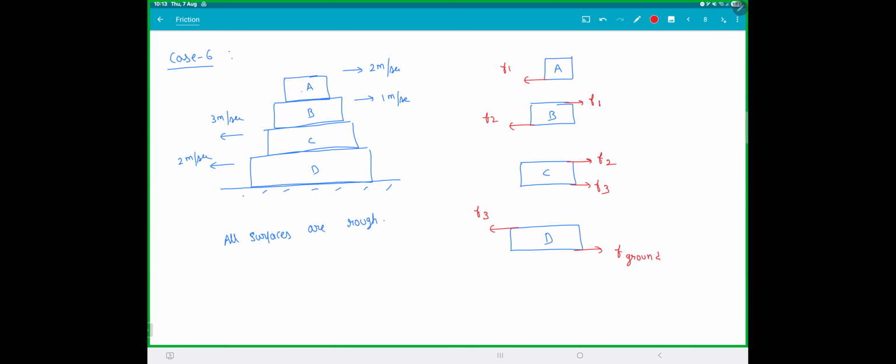Please check the directions of frictions, everyone. Every surface will think only about its own 2 blocks. It doesn't care about what other blocks are doing. All clear with the directions? Yeah, great. So now you know how to find the directions.